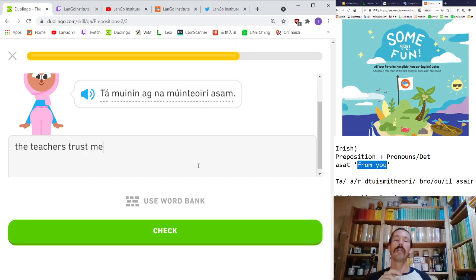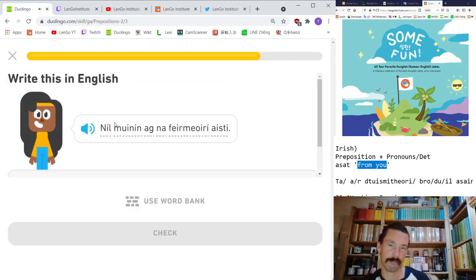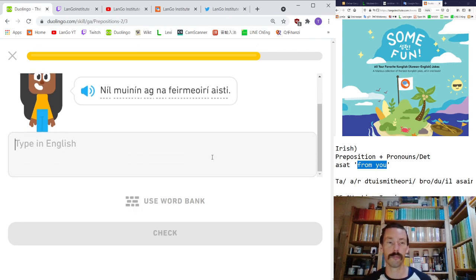Tá muinneáin ag na múntarí easam. Teachers trust. Níl muinneáin ag na fermóirí eiste. The ag phrase for the possessor, the farmers, do not have trust in her.